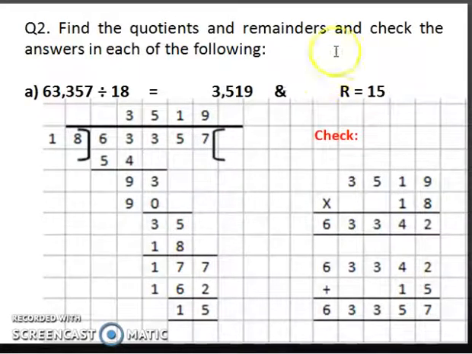When the checking is given, it is mandatory, compulsory for you to do the checking part. Else, you lose half marks in the question. These questions normally are asked for 3 marks, not less than that. Now here, children, you will find in this question that the tables are increasing.